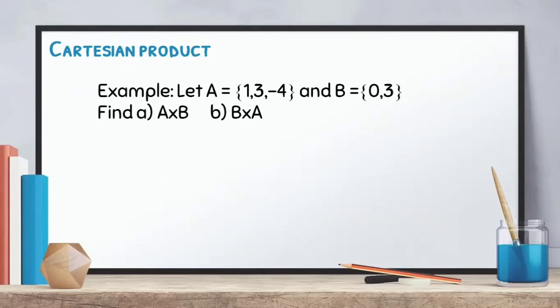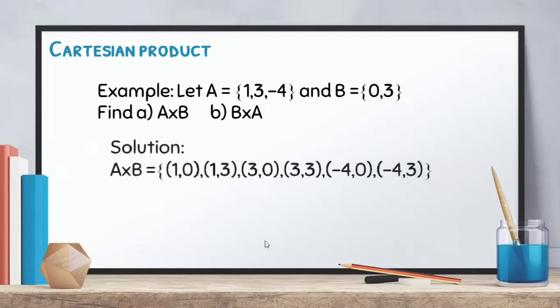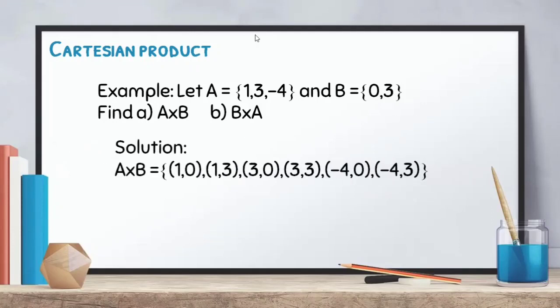Example, let A is equal to {1, 3, negative 4}, and B is equal to {0, 3}. Now, we find A cross B, and B cross A. Start with your A cross B. First, we're going to pair out our elements of A to our elements of B. So let's start with 1. 1 is paired out to 0, and 1 is paired out to 3. So that will be the first step.